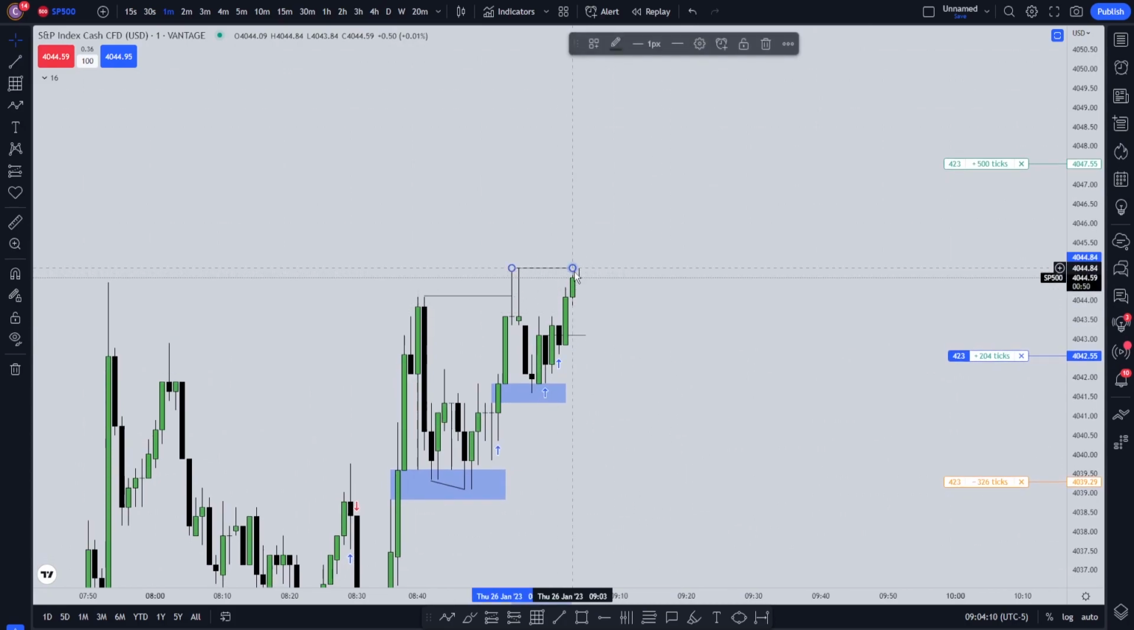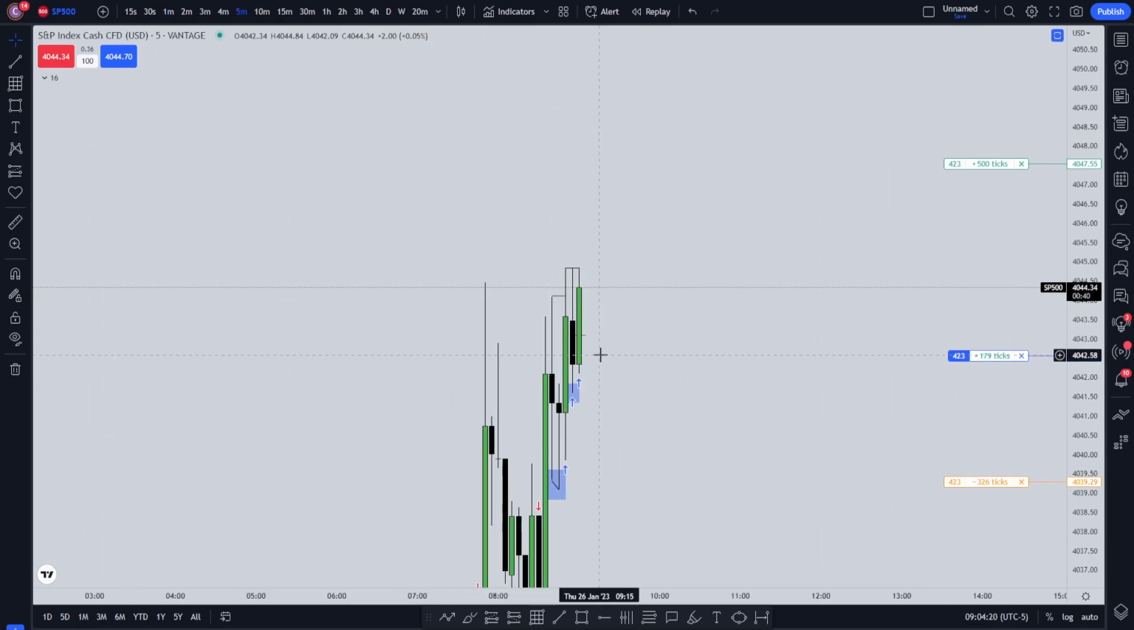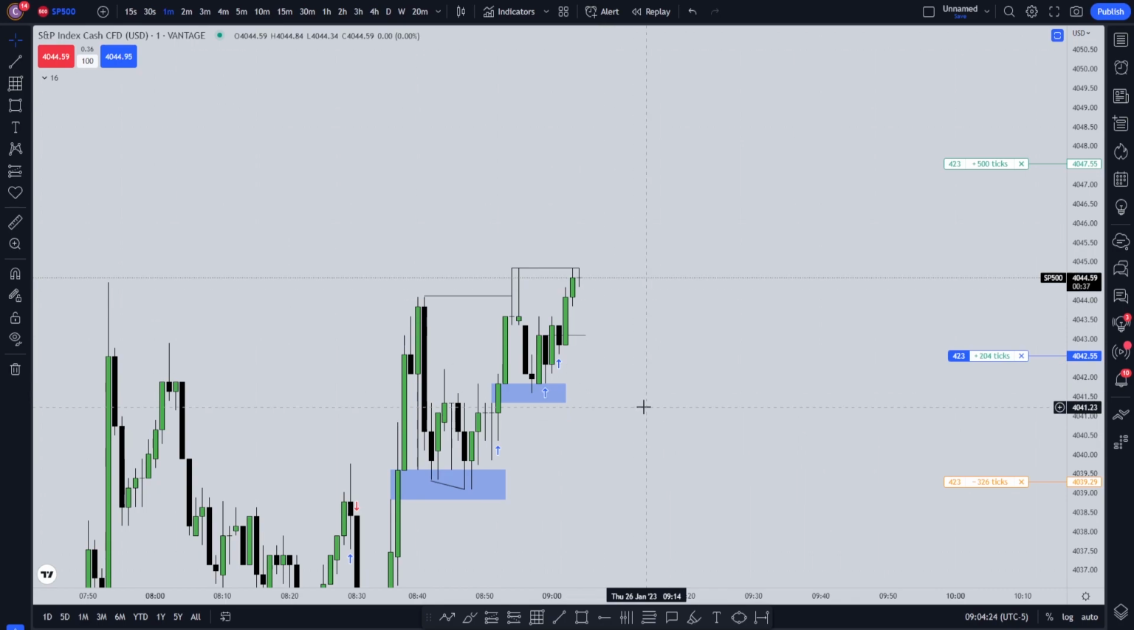But yeah, here high still not taken out. Have this fair value gap. I can go break even here. Let's have a look at a 5 minute. Yeah, so I can go break even here, but I'll just wait until we break that high and I'll see if we run up with speed.